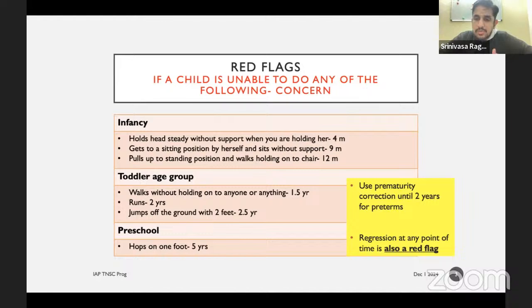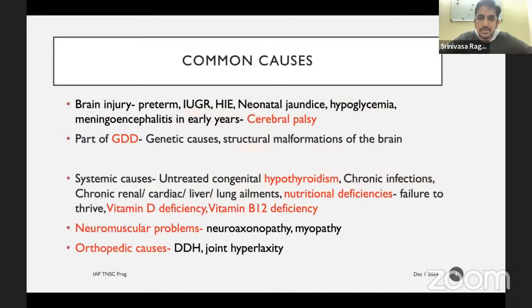Please understand, in a child who is preterm, you have to use prematurity correction only until 2 years of age. Usually by 2 years of age, they catch up with a term child. So beyond that, prematurity correction is not necessary. For corrected gestational age, if a preterm child is lagging behind, say a child of 6 months with prematurity correction of 2 months is now 4 months corrected gestational age and not holding the neck steady, that is a definite red flag. So with the corrected gestational age, we have to see the same milestone. Regression of milestones at any point of time is also a definite red flag. So these are some red flags we should be worried about whenever we are evaluating a child with motor delay.